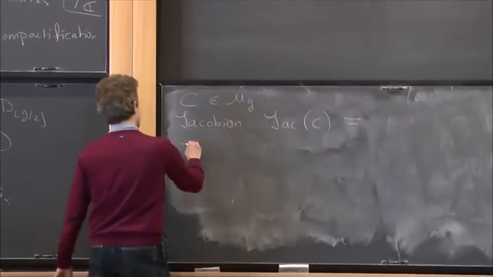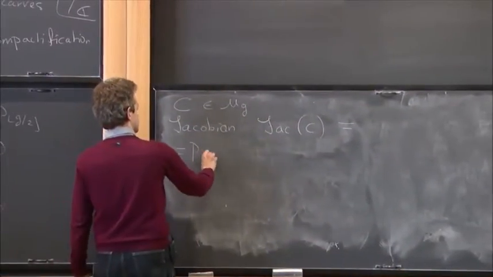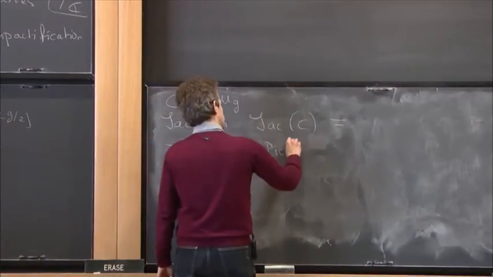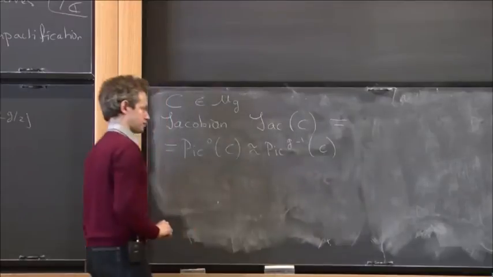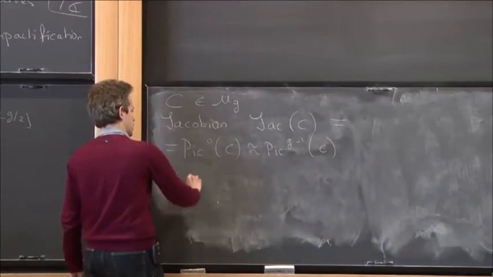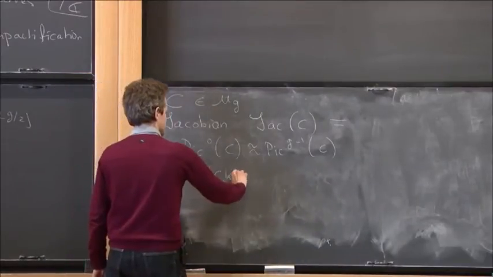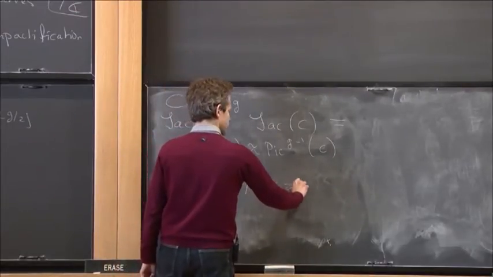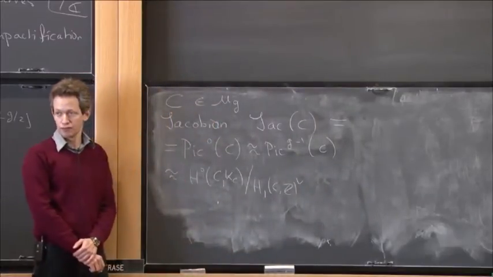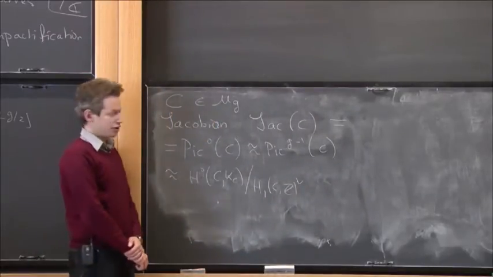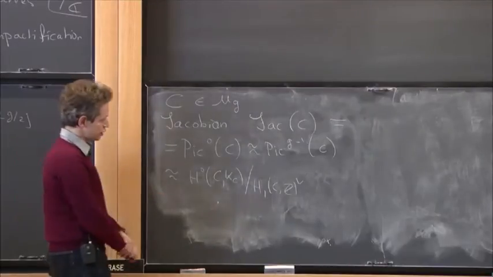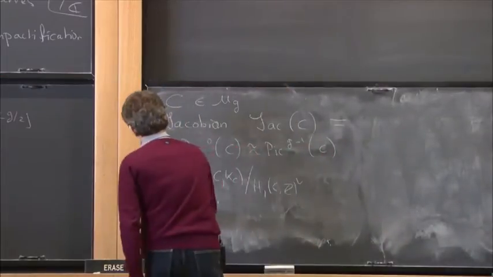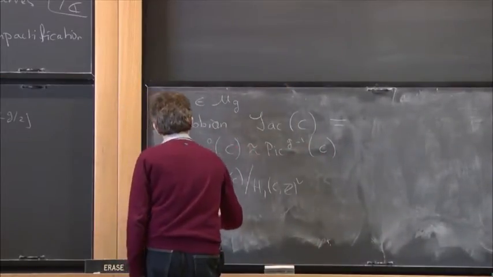There are many different ways to define it. Maybe you want to think of it as Pic^0 of C. Maybe you want to think of it as Pic^{g-1} of C. Maybe you want to think of it as the dual of the space of sections of the canonical bundle quotient by H_1(C, Z), or something like that. Okay. It's up to you. Or you can think of it as a complex analytic construction by integrating one-forms explicitly and so on. So this Jacobian is a principally polarized abelian variety.